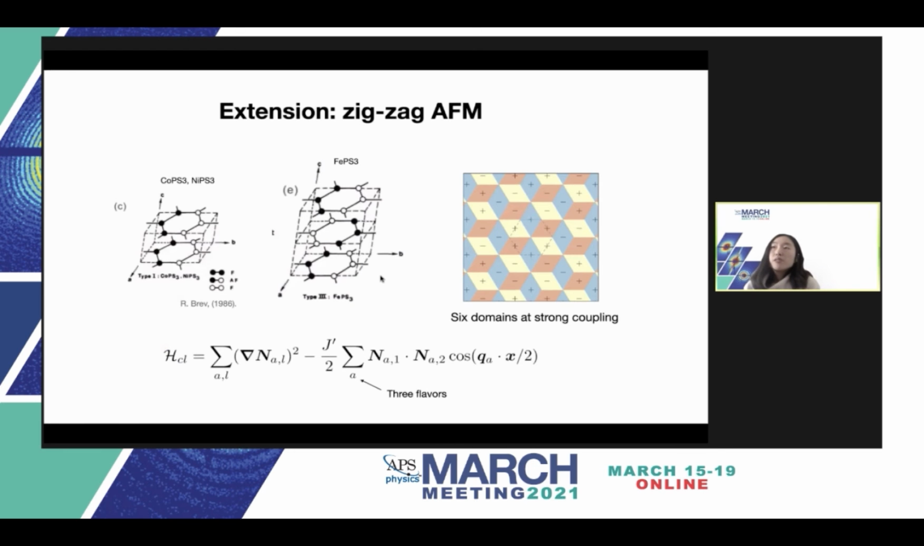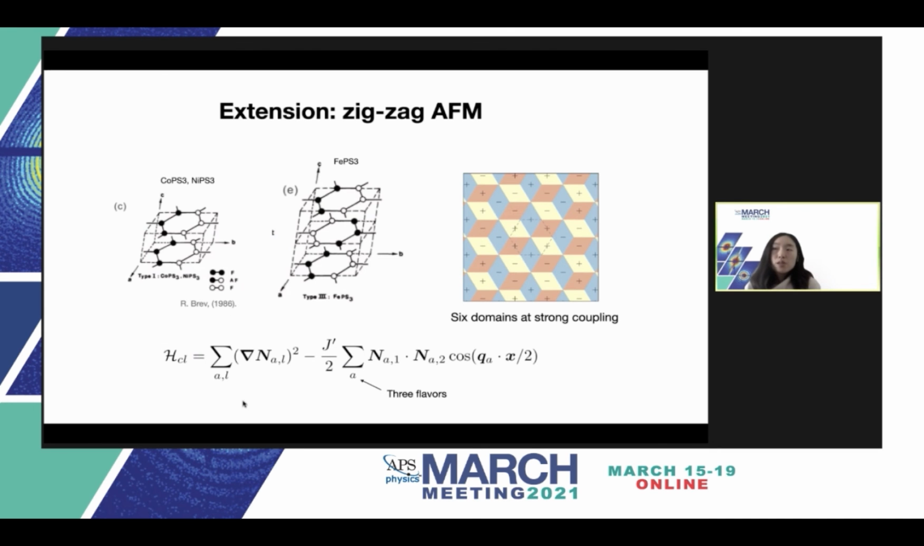Of course, one can further study various models using this formalism. For example, one can generalize to the case of zigzag antiferromagnets, which happen to be the cases for these materials, iron thiophosphate, cobalt thiophosphate, and nickel thiophosphate. It's a collinear magnetic order, which further doubles the unit cell. One can follow a similar procedure to derive the following Hamiltonian.